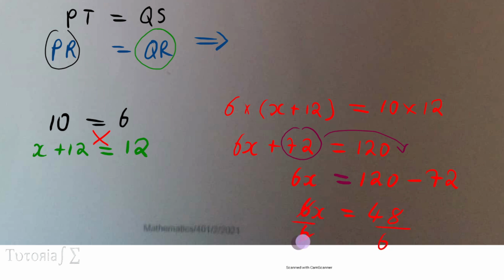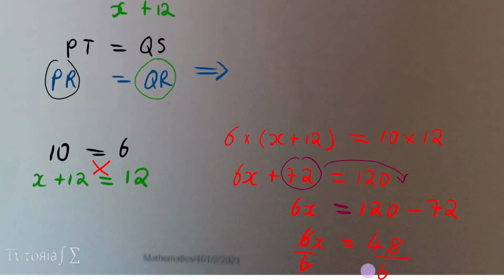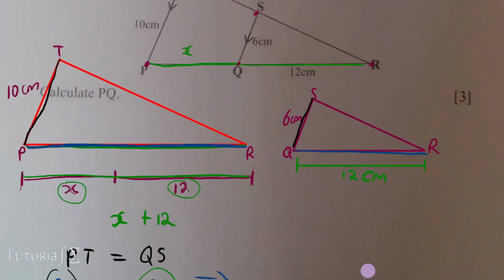So this and that cancel, and we remain with X being equal to, what is 48 divided by 6? That will give us 8. So meaning that the value of X is 8. We've managed to find the value of X. So meaning that here, from here to here, that is 8 centimeters, meaning that this length here is also 8 centimeters, because that is the value of X as well.